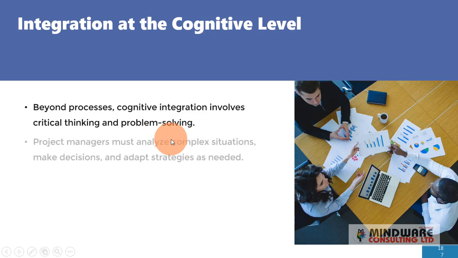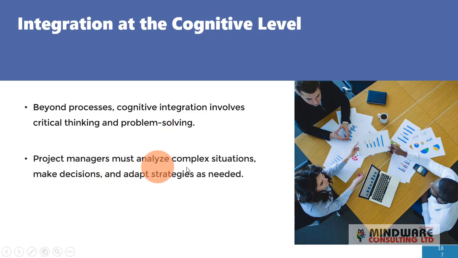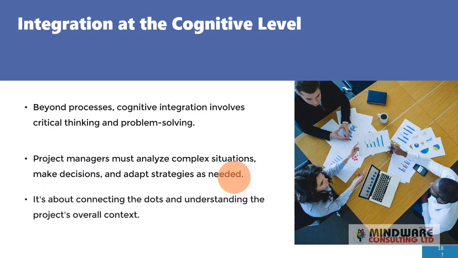So this is also very, very key. Project managers must analyze complex situations, make decisions, and adapt strategies as needed. So these are the cognitive level, and it's very important. And this is one of the skills of the project manager. And then it's about connecting the dots and understanding the project's overall context. So at the cognitive level, you have to be able to connect the dots. You have to be able to know what activities or what process is related to another, and then have an understanding of the overall project concept or context.